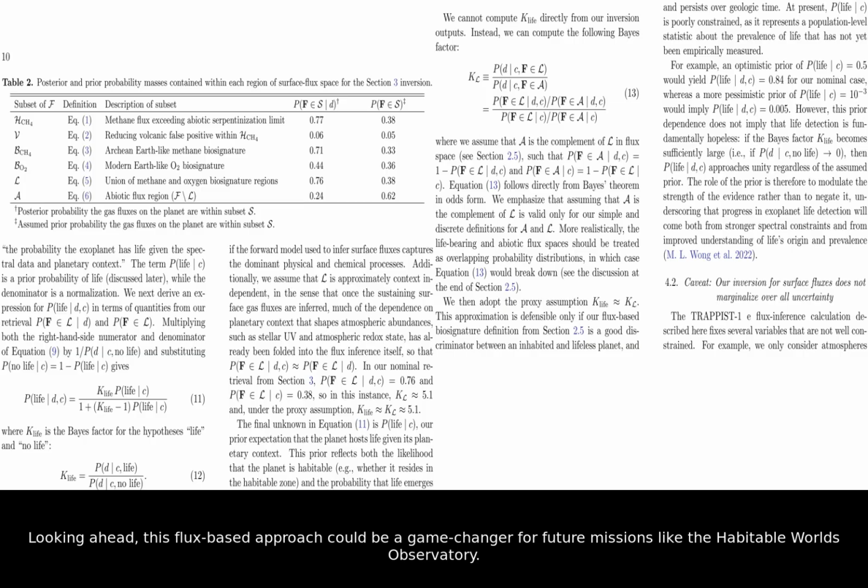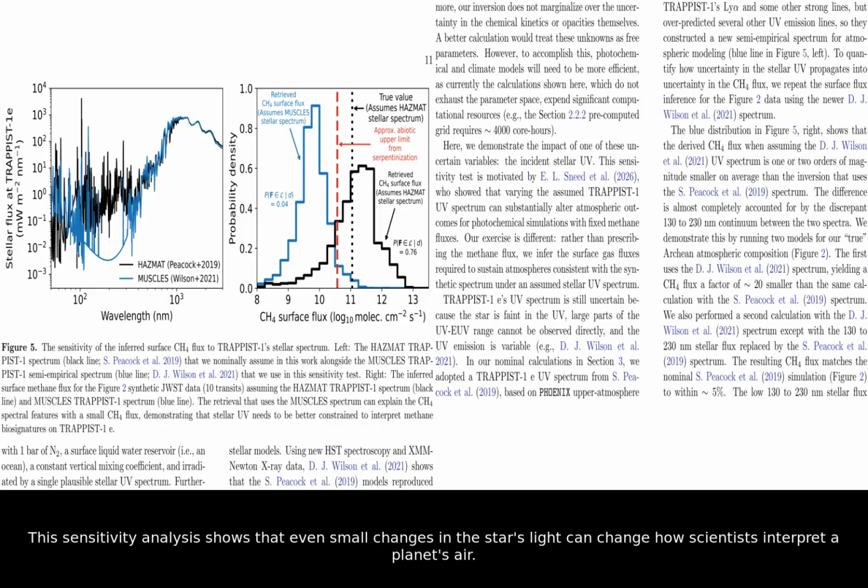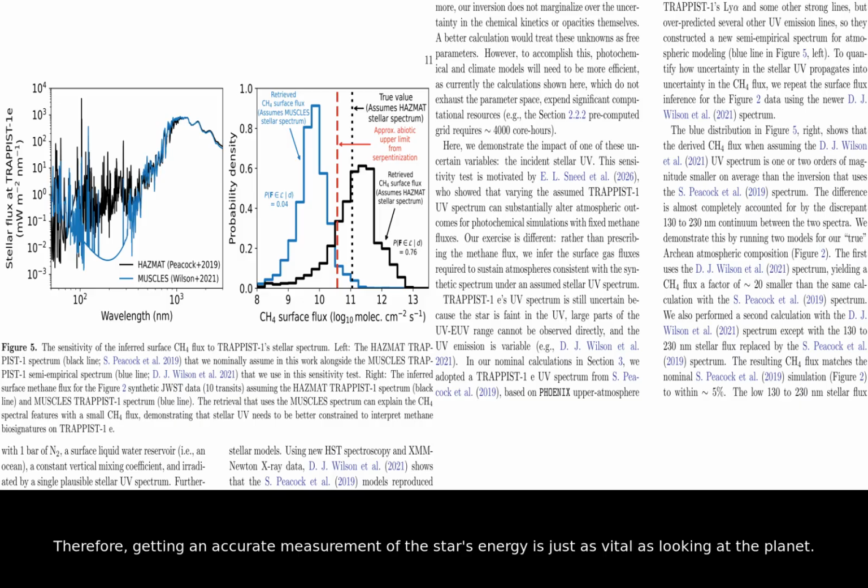Looking ahead, this flux-based approach could be a game-changer for future missions like the Habitable Worlds Observatory. It helps scientists rule out false positives where non-living things mimic the signs of life. This sensitivity analysis shows that even small changes in the star's light can change how scientists interpret a planet's air. Therefore, getting an accurate measurement of the star's energy is just as vital as looking at the planet. The research highlights the need for a total system approach when searching for otherworldly life.